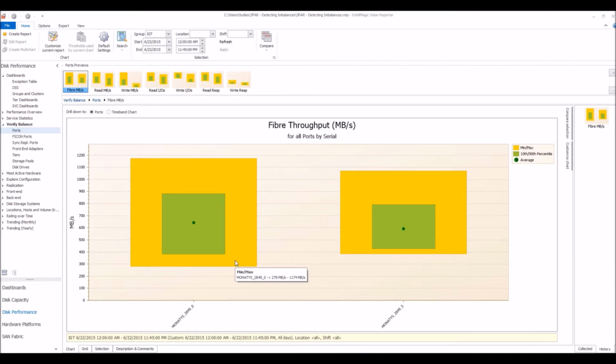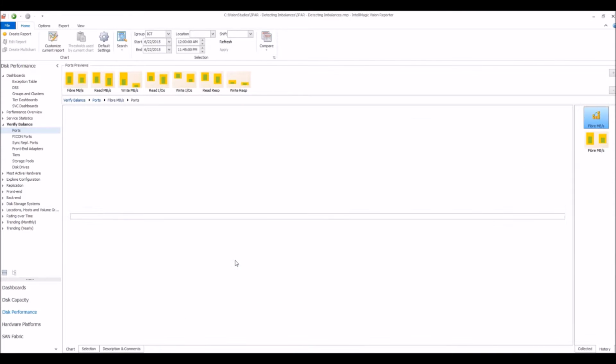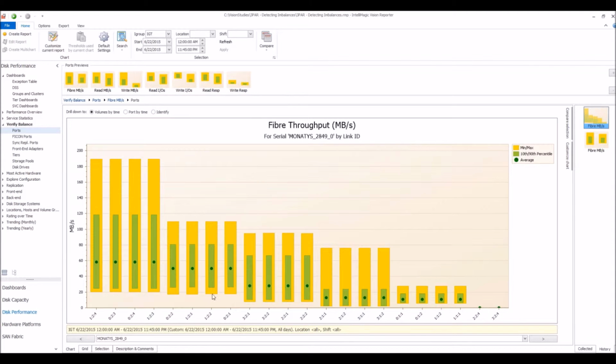Let's drill down on monotice_2849_0 and see how the workload is distributed across the ports. In this chart, you can see the port number along the x-axis and the fiber throughput in megabytes per second along the y-axis. The top 4 ports have a significantly higher workload than the rest of the ports, with an average around 58 megabytes per second and peaks up to 189 megabytes per second.